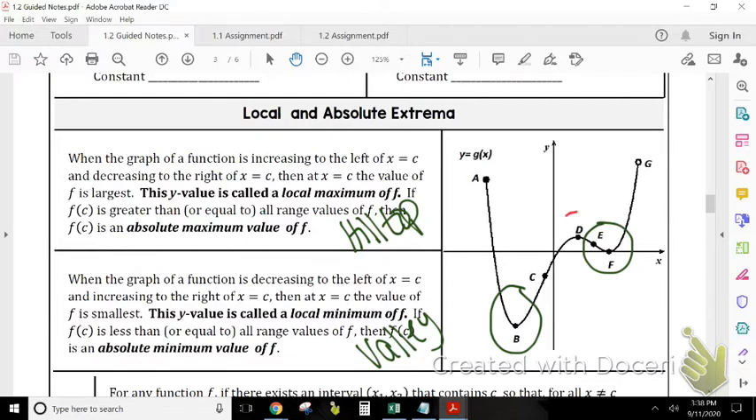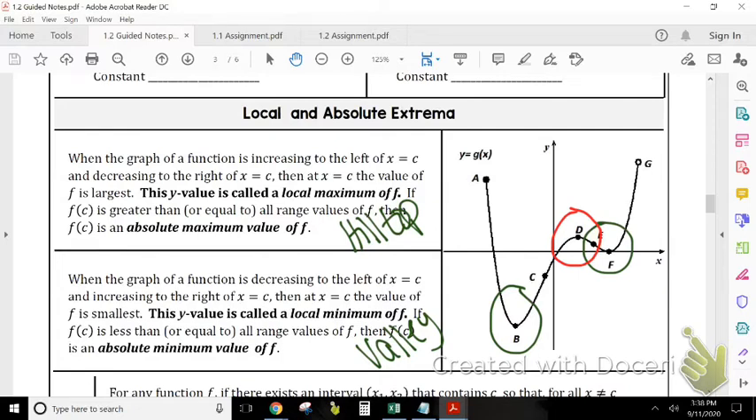So you can see like right here I'm going to circle this D. D is a local maximum because it may not be the maximum of the entire graph, so it's not an absolute maximum, but it is a maximum within the circle that I drew. Okay? F is a local minimum. It is obviously not the lowest point on my graph, but it is the lowest point within the circle drawn around it. B is also a local minimum because it is also the lowest point within the circle that I drew around it.